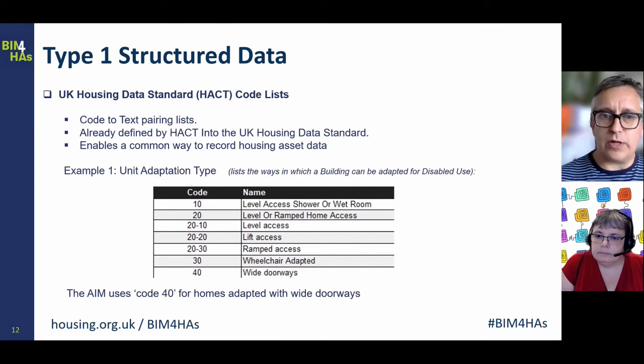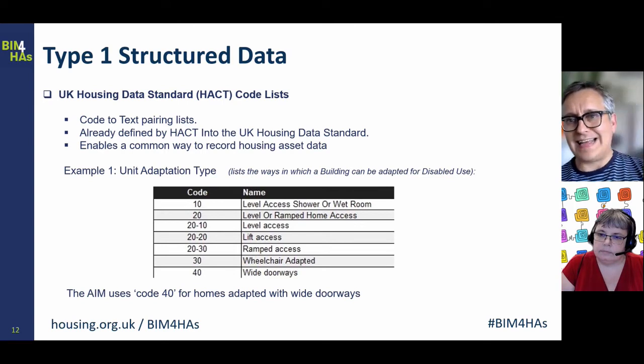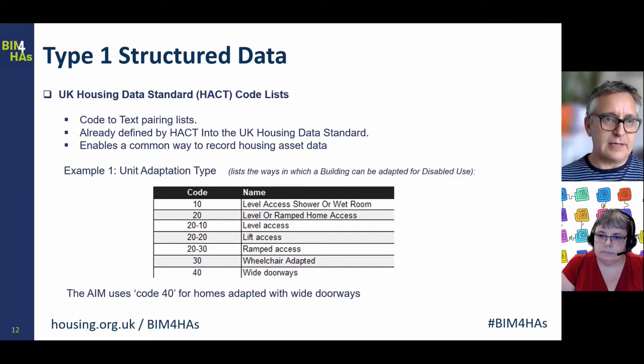But more importantly, back to the presentation, is an example of a unit adaptation type. This is when you have a wheelchair adapted unit, and if you were to have wide doorways in that particular property, the property would have the code number 40 in this data field, and that would mean that it has wide doorways. And if you were to transfer this from one data model into another, and 40 was in that particular field, you would know wide doorway is in that particular tenancy. So that's how it works.